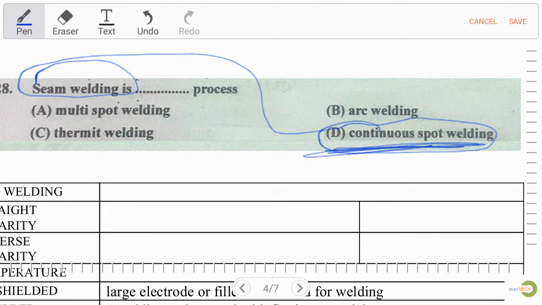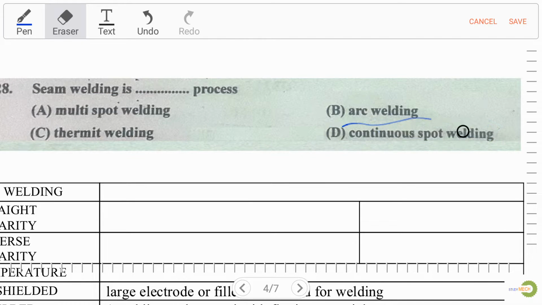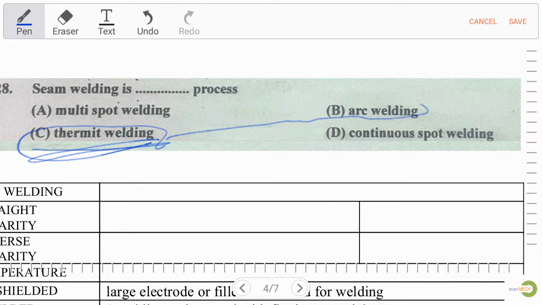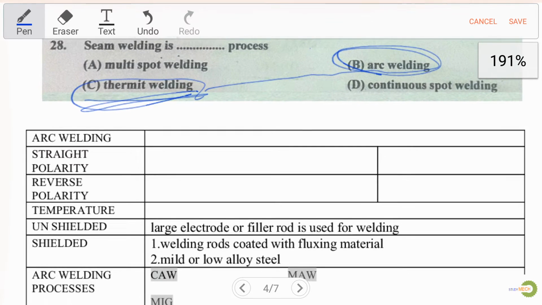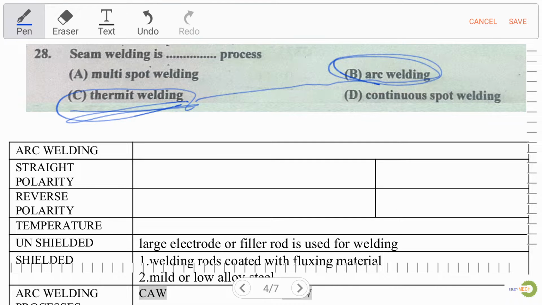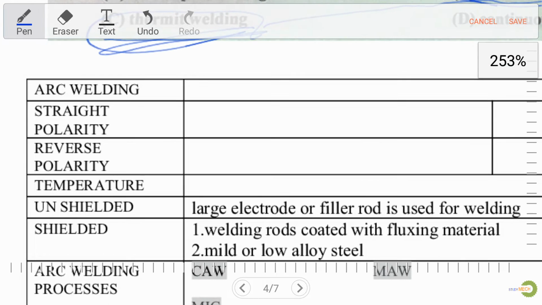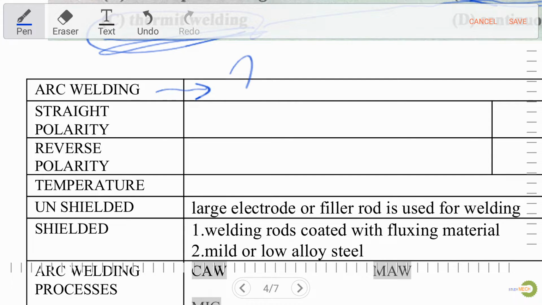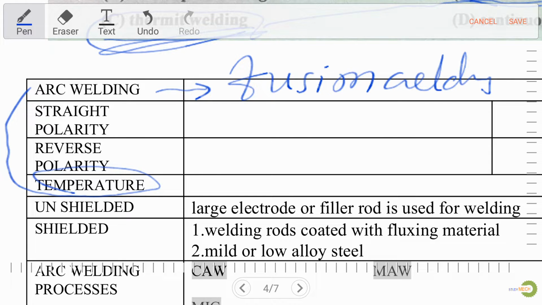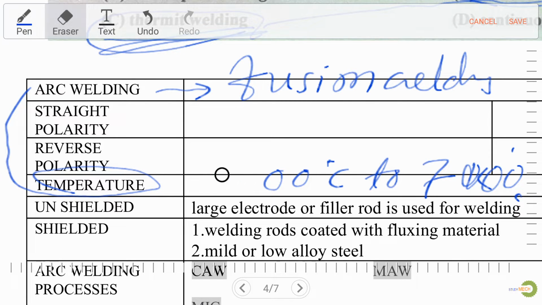Now the other option given here, thermite welding. Thermite welding is a type of arc welding, remember. Now let's see one by one what the types of welding are. First of all, arc welding. Arc welding is also known as fusion welding, and the temperature in this welding reaches up to 6000 degrees Celsius to 7000 degrees Celsius. Remember this.